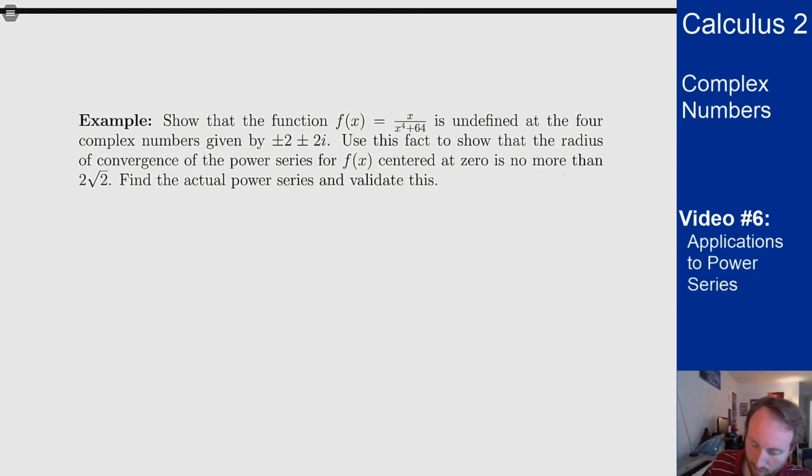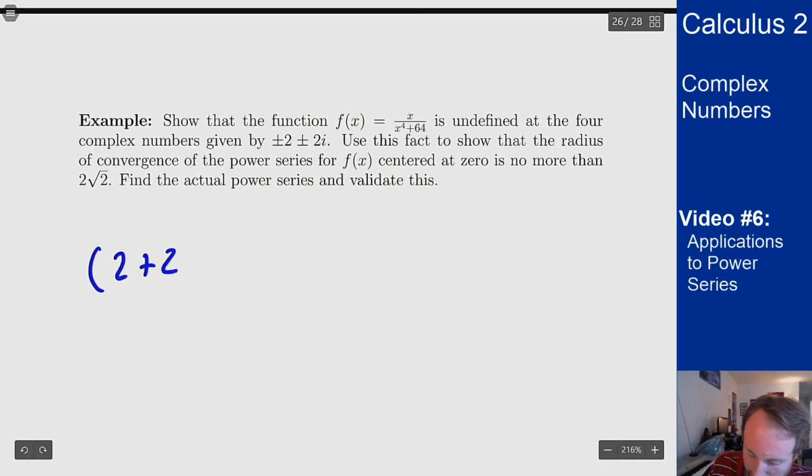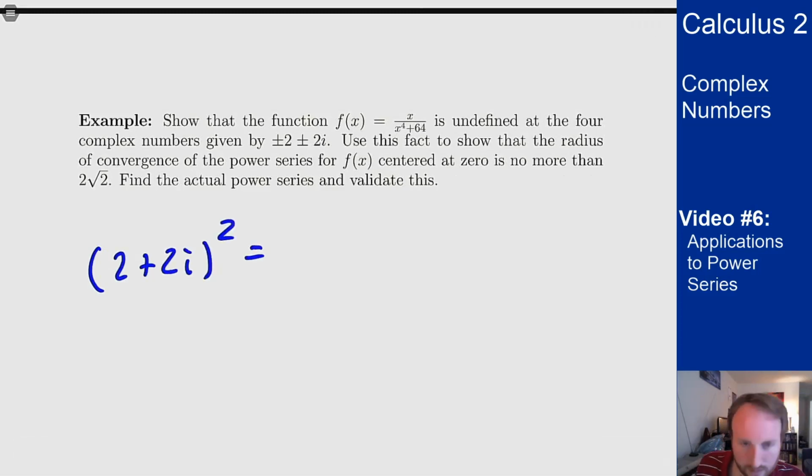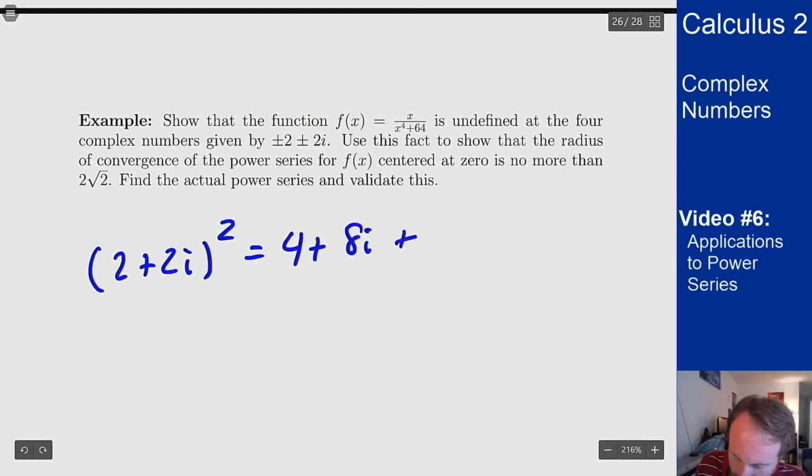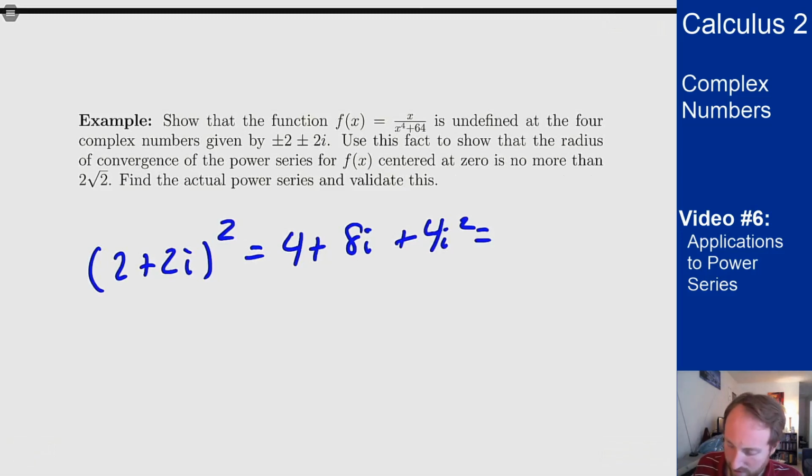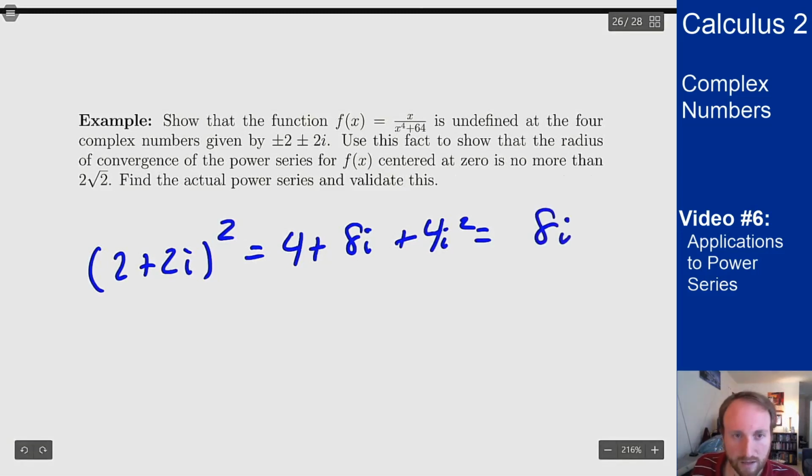Well, if I look at 2 plus 2i and I square it, I get 4 plus 8i plus 4i squared. But 4 plus 4i squared is 0, so I just get 8i. And therefore, if I were to square that, I would get minus 64, which is good. If I put a minus sign in here, I get a minus 8i. Square that, I still get minus 64. And the same thing goes for the other numbers as well.